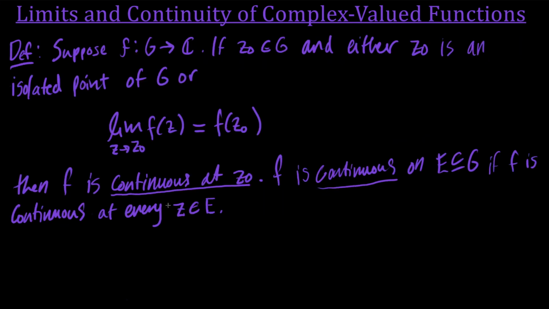All right, next, let's talk about continuity. So suppose that f is a function from g to c. If z0 is in g, and either z0 is an isolated point of g, or the limit of f of z as z approaches z0 equals f of z0, then f is continuous at z0. F is continuous on a subset E of G if f is continuous at every point z in E. And so this is a really nice and simple definition that's made simple by the concept of the limit. However, generally speaking, when doing proofs involving continuity, you want to use an alternative definition involving epsilons and deltas. So let's go through that alternative definition.